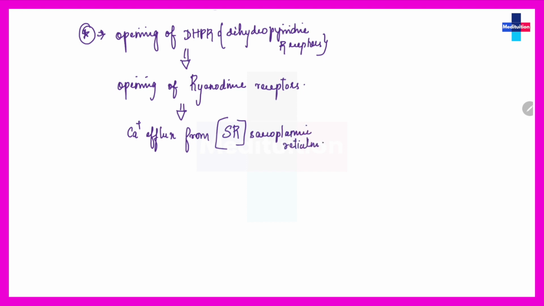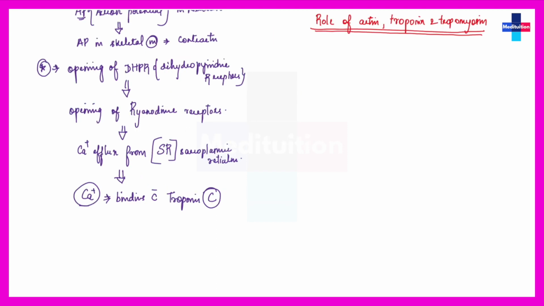Then once it is opened and the calcium comes out, this calcium binds with our important troponin. Calcium binds with troponin C. C for calcium, please remember troponin C. Once it is bound, what happens? This is the role of actin, troponin and tropomyosin. Once the calcium binds with troponin, what happens? Before that, you have to know what is happening in your myosin, troponin and tropomyosin.